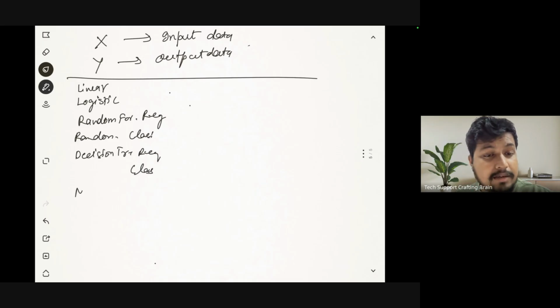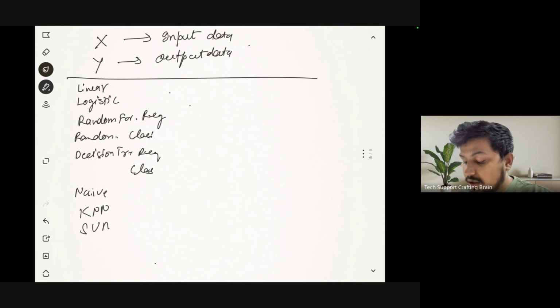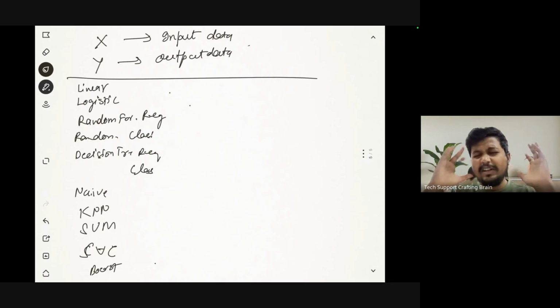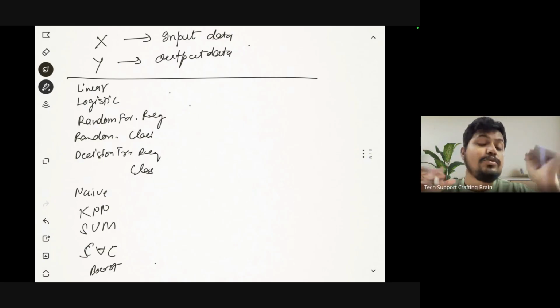We have the naive Bayes algorithm, the KNN algorithm, the SVM algorithm, the SVC algorithm, and boosting algorithms right now. You can say there are lots of, like, 20-30 different algorithms in supervised learning. Only supervised I'm talking about right now.